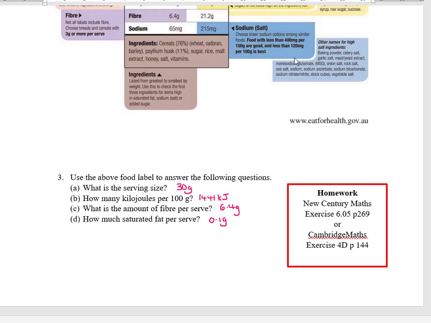So now that you're familiar with the label, we can answer these questions. What is a serving size? Well, it's 30 grams. You must be very aware of what the serving size is, which is how much you're eating. How many kilojoules per 100? Tells you 1,441 kilojoules.